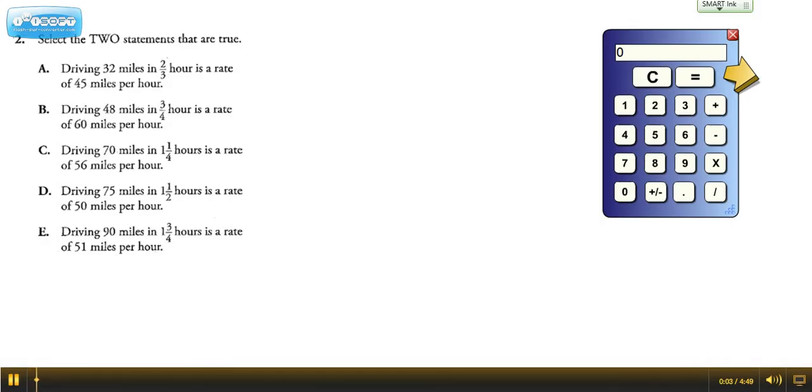We're taking a look at question number 2 from the L14. A little tricky, mostly because they put mixed numbers and fractions in here. It says select the two statements that are true. And choice A says driving 32 miles in 2/3 of an hour is a rate of 45 miles per hour.